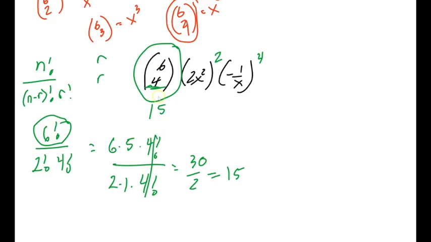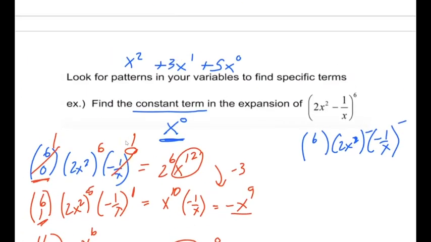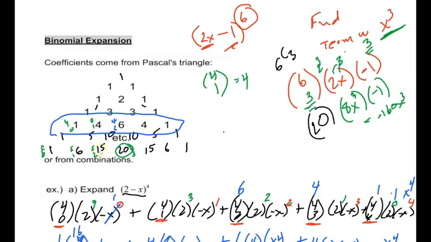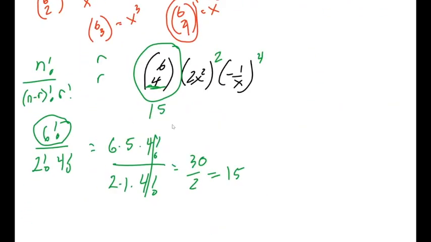That's one way. You can also do Pascal's triangle. What was this? 6, 4. If I go to my Pascal's triangle up here, 6, 4 would have been 6, 0, 6, 1, 6, 2, 6, 3, 6, 4. 15. Lots of ways to do it. Make sure you know how to do it without a calculator and with a calculator.